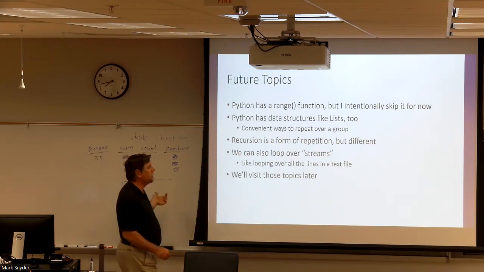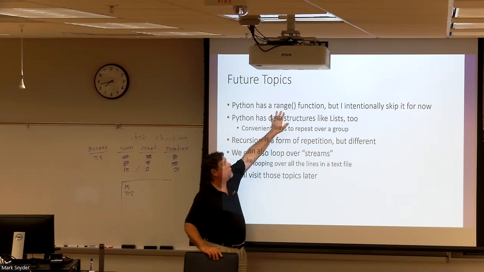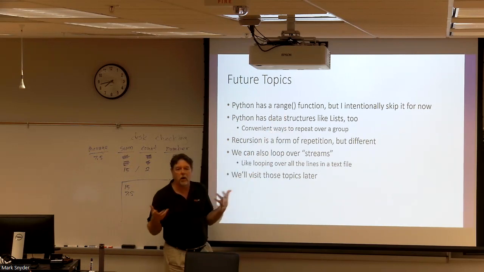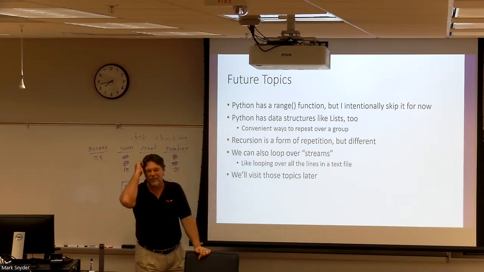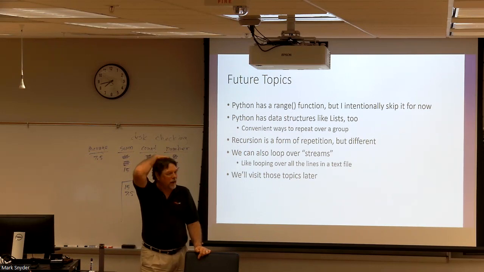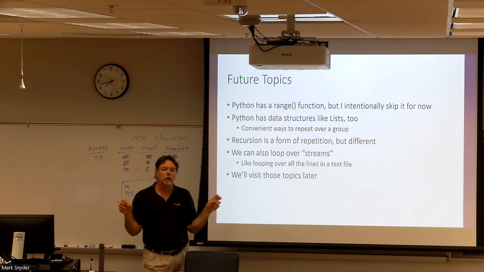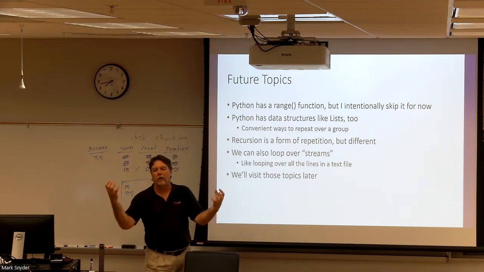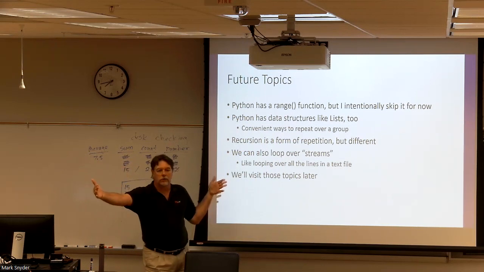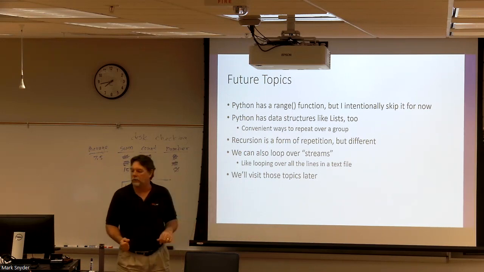Just a hint of some more stuff to come. Like I mentioned earlier, Python has this thing called a range function. It's sort of like a helper, like the counter-controlled loops. If you create a range in Python, you can give it a beginning and an ending value, and it'll create a collection of all of those things that you can repeat over. It's kind of cool. We'll talk about that.